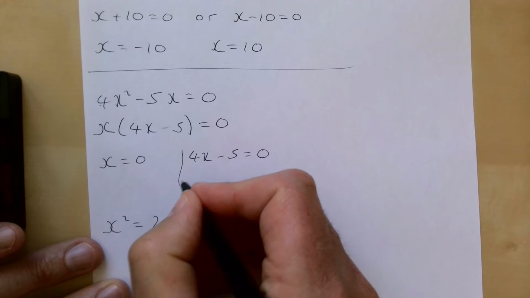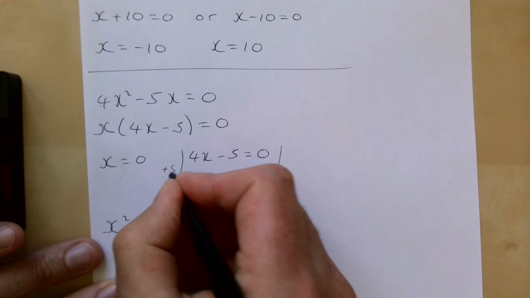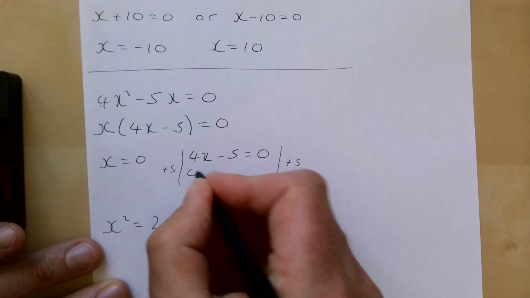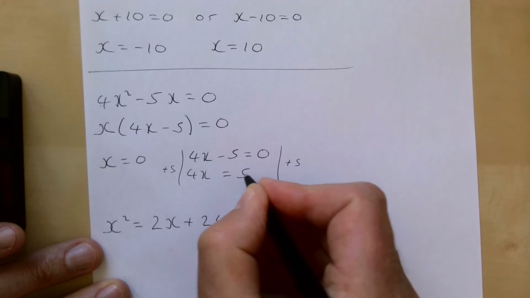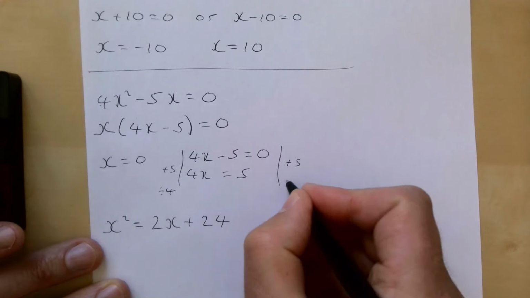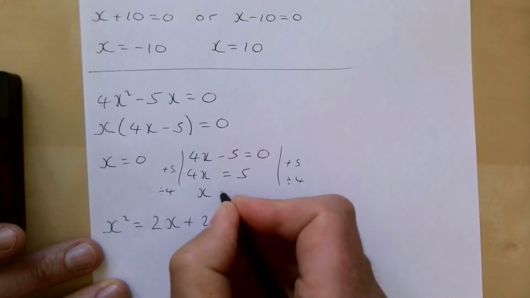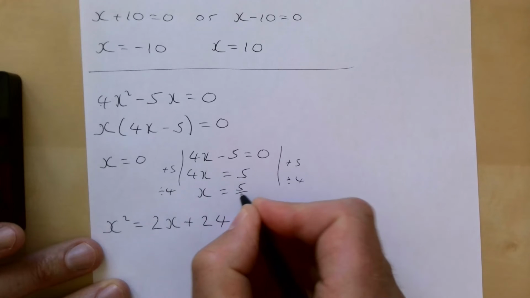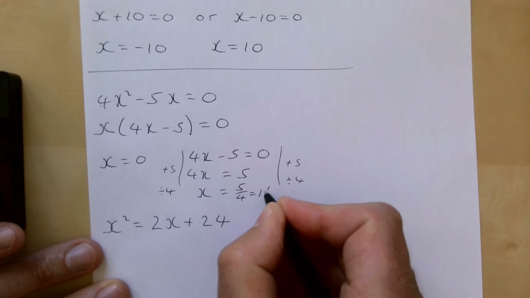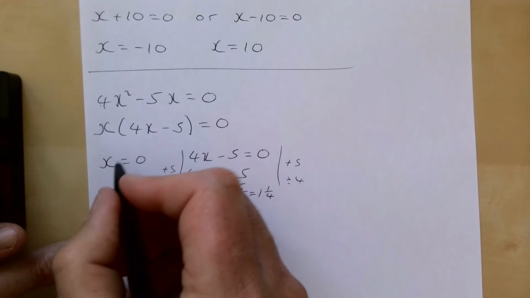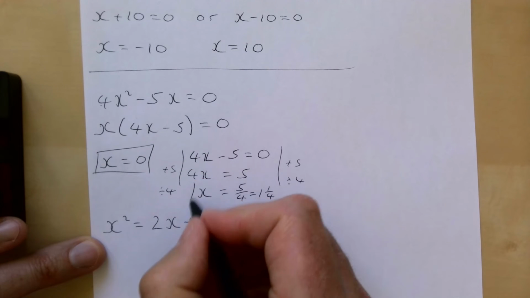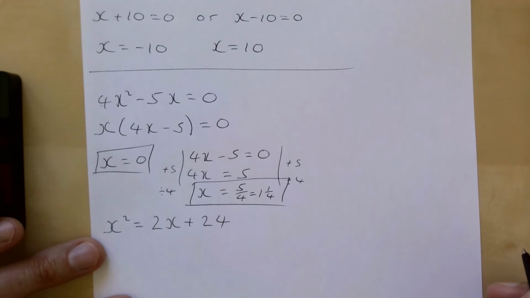This one requires a wee bit of work. We're going to add 5 to both sides. That's going to give me 4x equals 5, and then we're going to divide both sides by 4. And that's going to give us 5 over 4, or if you want, 1 1/4. So my two answers to this one are 0 or 1 1/4.